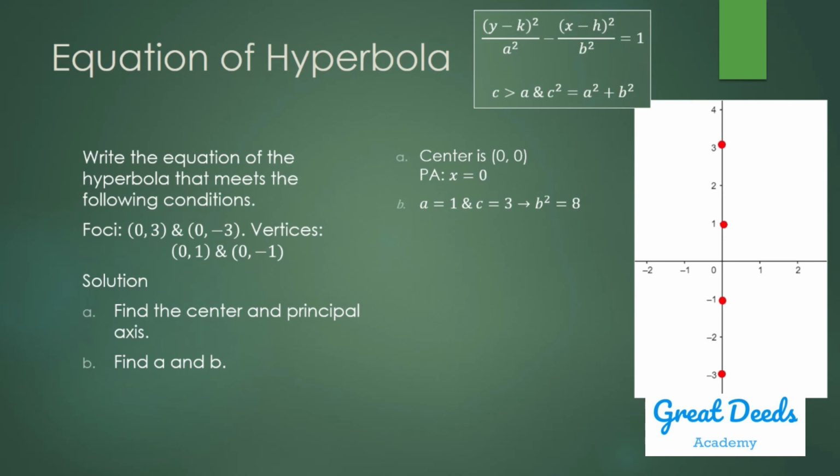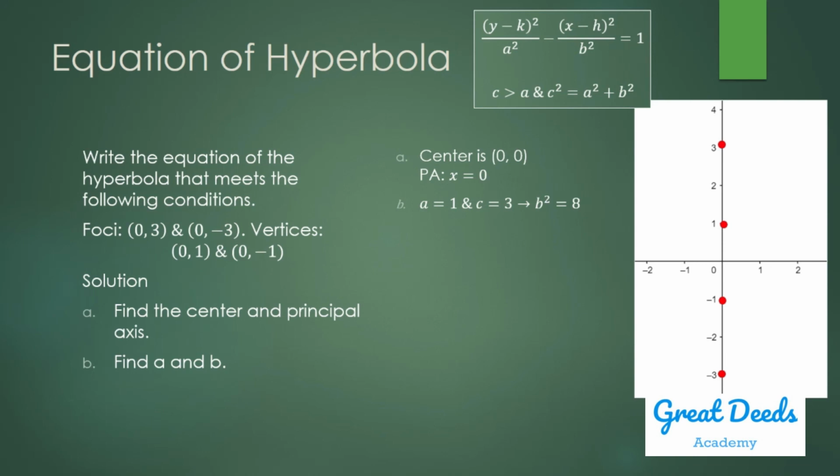How far are your foci from the center? One focus is 3 units above the center, and one focus is also 3 units below the center. So c is equal to 3, which means that c squared is equal to 9. We already have a squared. a squared is equal to 1. What about b squared? So we will solve for b squared here. Since c squared is equal to a squared plus b squared, b squared is equal to c squared minus a squared, and that is equal to 9 minus 1, and that is equal to 8.